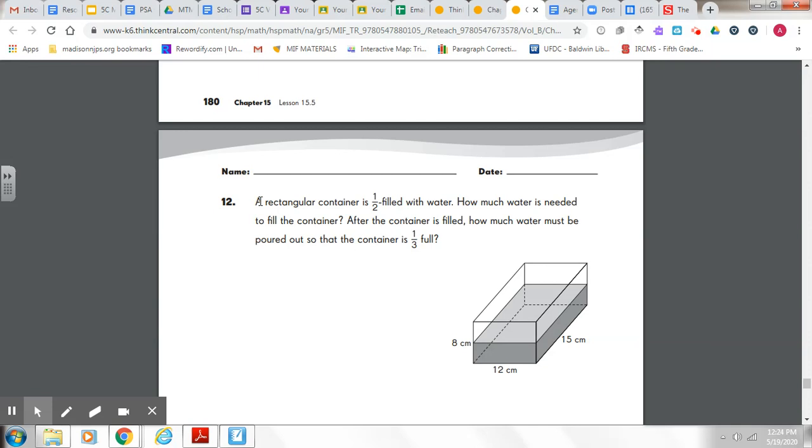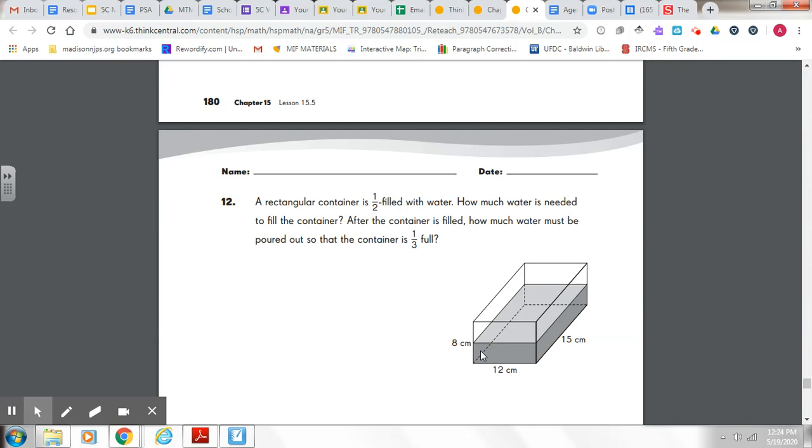The first problem is going to ask you the first question. So this container is halfway full. We need to figure out how much water is needed to fill the rest of the container. Okay, so it's already half full. We need to know what the other half is going to be. And then after I fill up my container, I need to get rid of some water so that it is 1/3 of the way full.